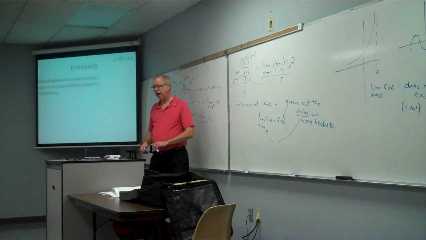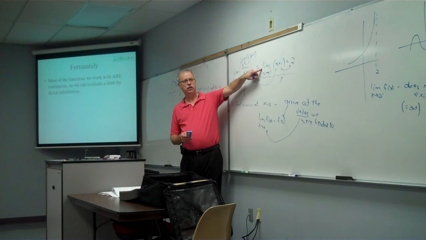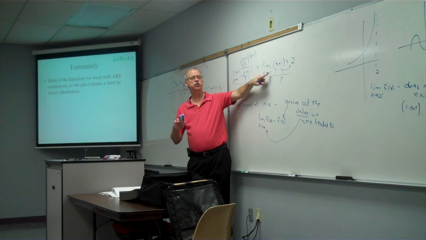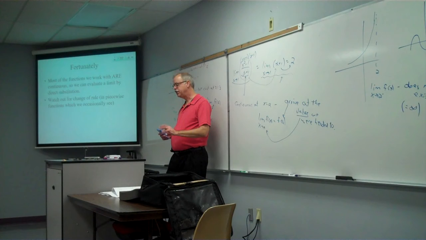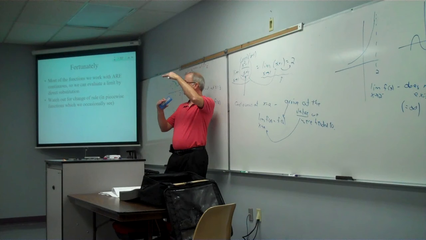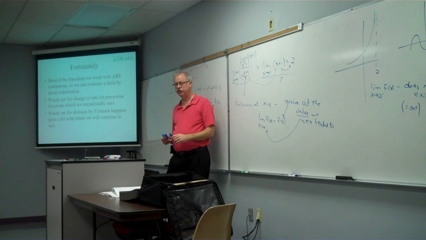So, fortunately, most of the functions we're going to work with are continuous, and for most of them, we can actually do what we did here for the limit, just think it out. If x is close to 1, where does it look like we're headed? Piecewise function, if the rule changes, well, we'll see those occasionally. We use one rule for a while and then a different rule. So if we suddenly change the rule, there might be a jump. And certainly division by 0 is a potential problem.